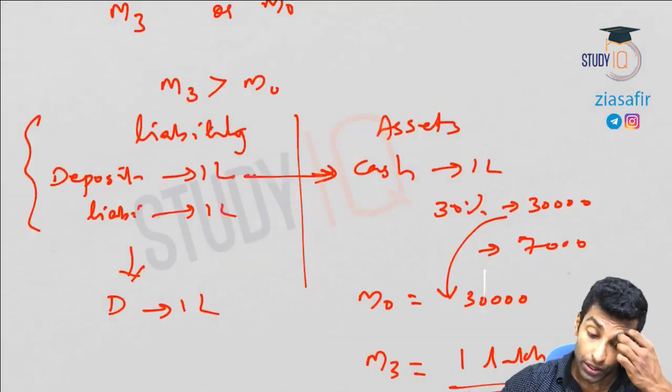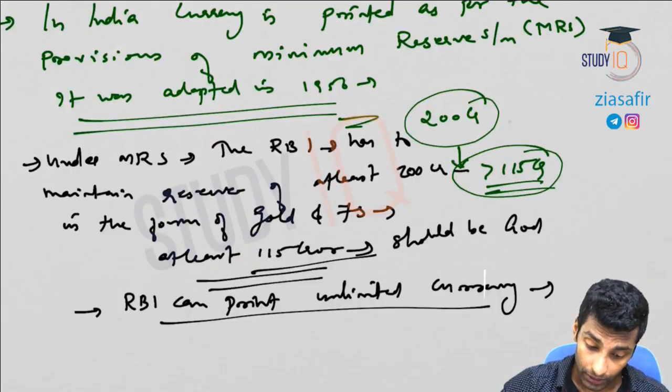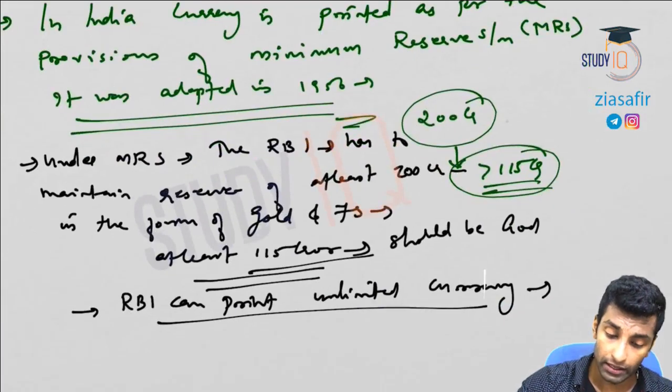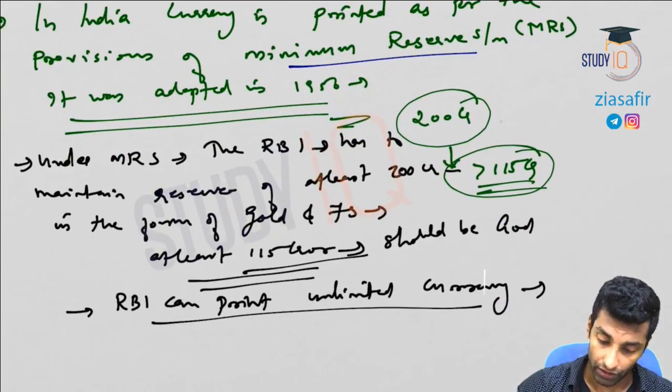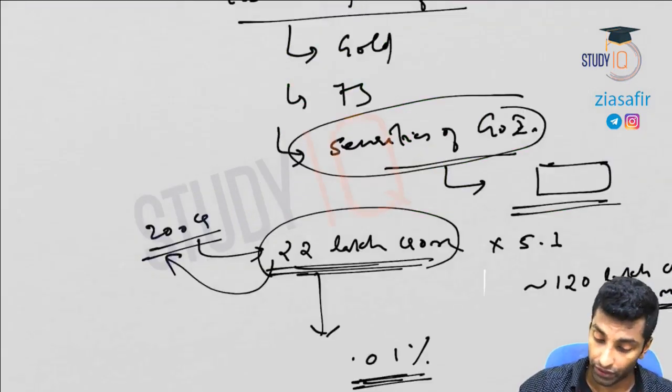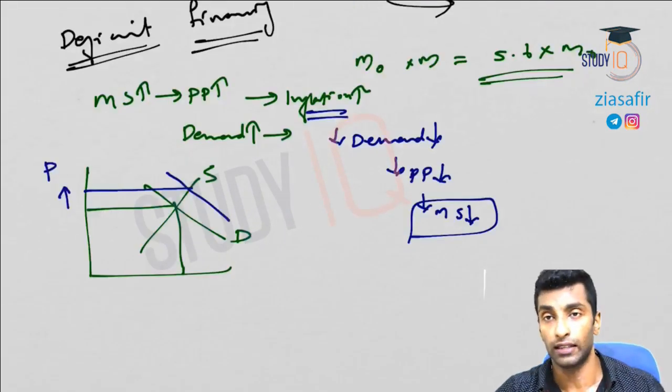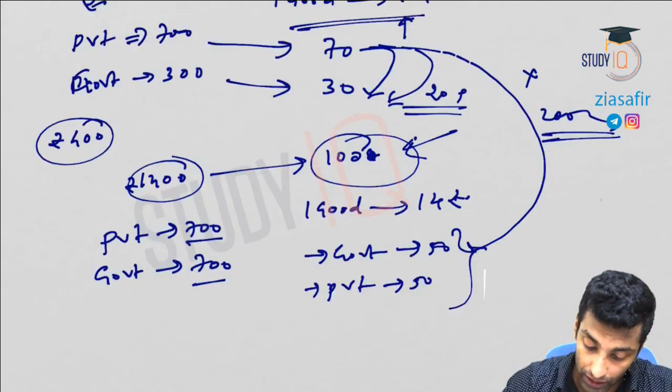Okay. So this is what we have discussed, and we have discussed the monetary system in India, under which system currency is printed, the minimum reserve system, what that system is and everything. The reasons for the increase in forex in the recent past we have also discussed.